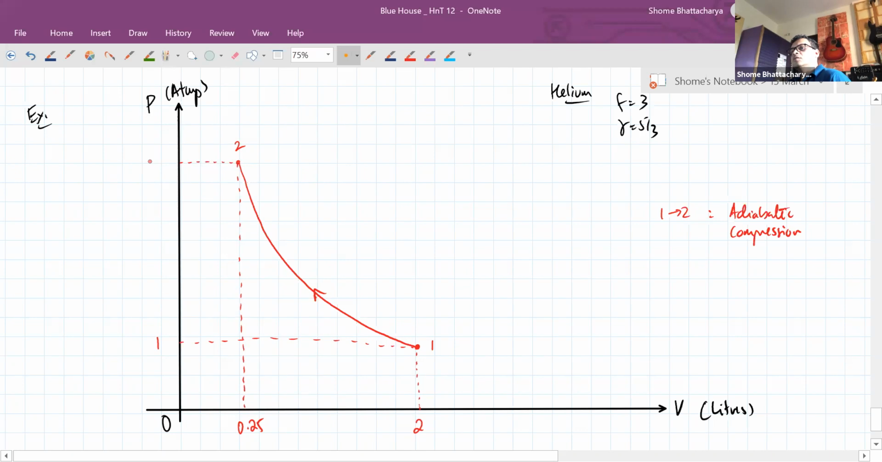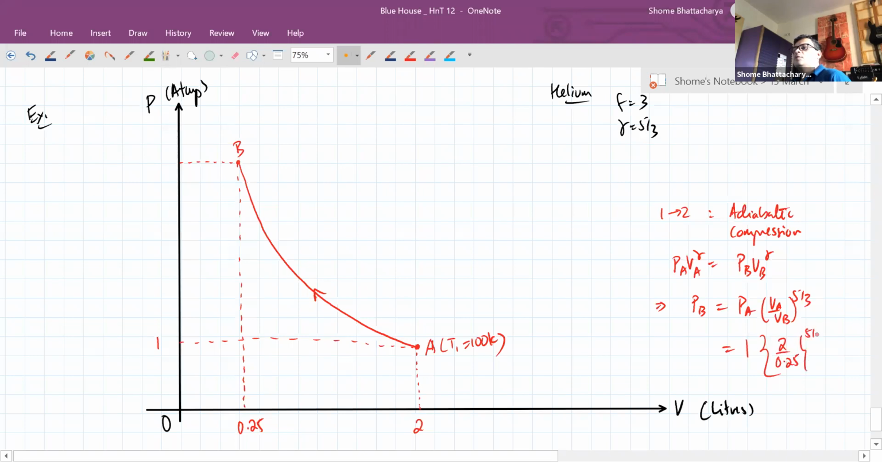So this we have to find out. Okay. And also we know that the value of temperature at this point, let's just call this E so that we don't create confusion. This temperature was 100 Kelvin. So we can see that PA VA to the power gamma will be equal to PB VB to the power gamma. So pressure at the point B will become this. Okay. So it will be 1 atmosphere into 2 by 0.25 to the power 5 by 3.